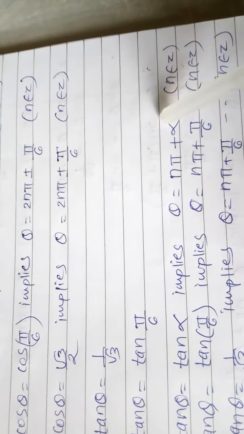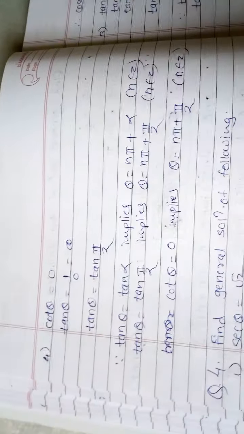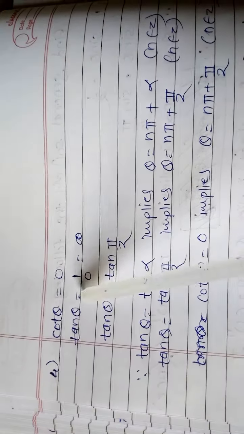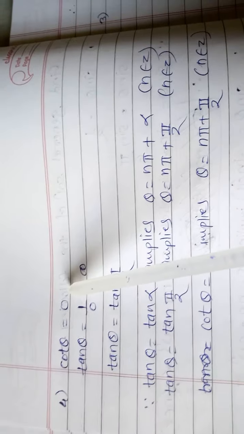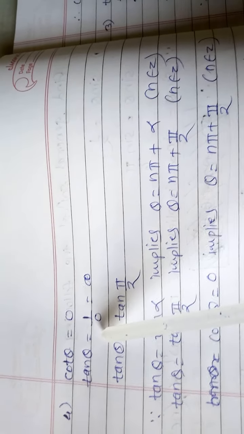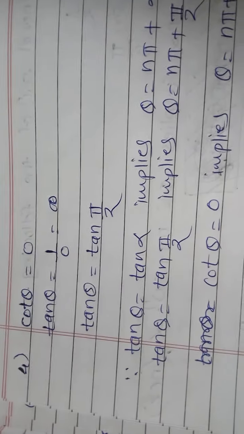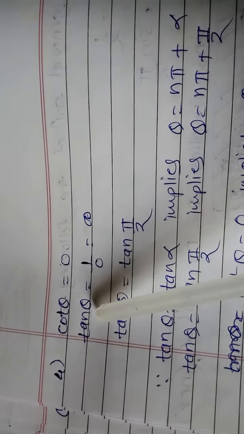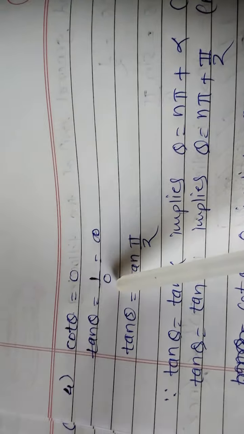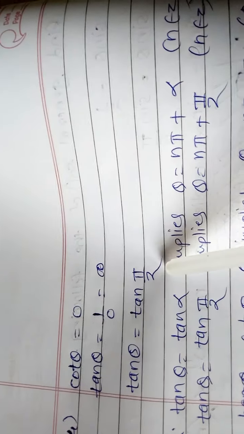Now example number 4, that is cot theta is equal to 0. Here we are taking the inverse of this one. Because in our table there is no value of cot, the tables are given in the form of sine, cos and tan, so we have to convert this cot into tan. So we get here tan theta is equal to infinity, that is 1 upon 0 is infinity. So the value of tan 90 is infinity.